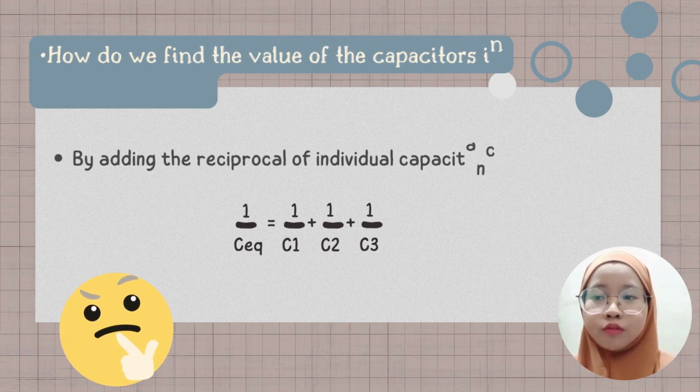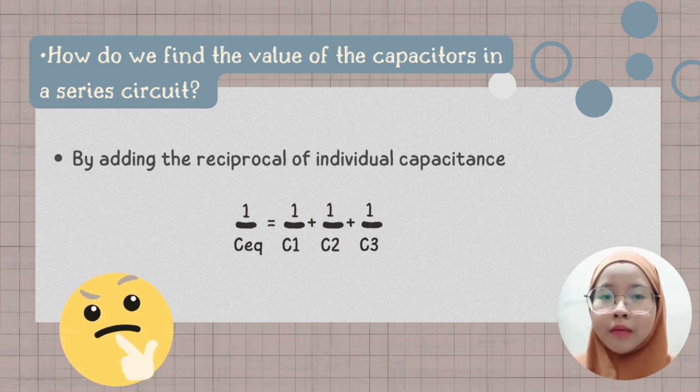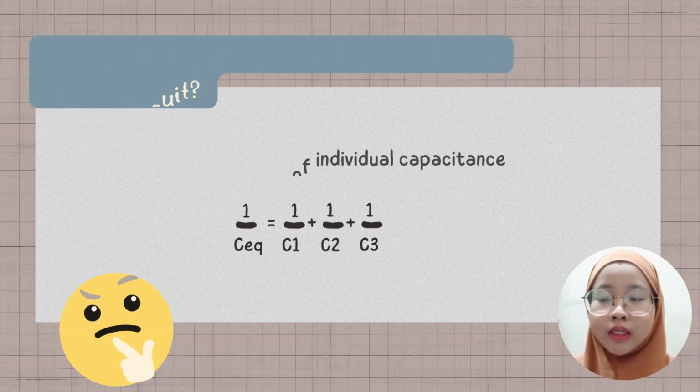We can find its value by adding the reciprocals of the individual capacitances, just like the formula right here, which is 1 over total capacitance equals 1 over capacitance 1 plus 1 over capacitance 2 plus 1 over capacitance 3.